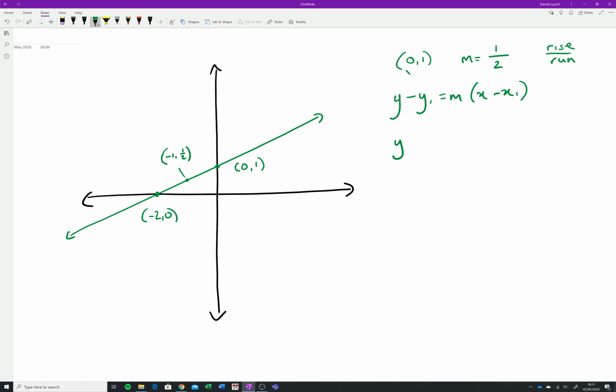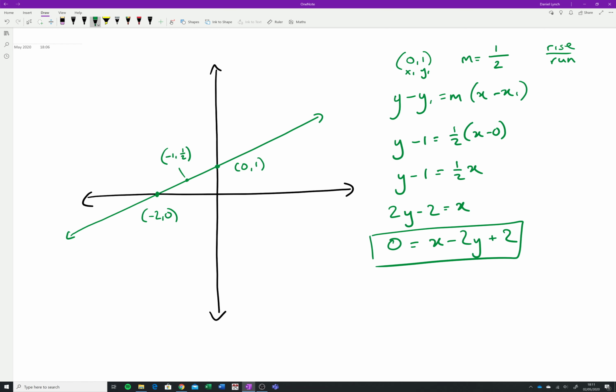So we would get y, this is our x1 and y1. y minus 1 is equal to a half times x minus 0. So we get y minus 1 is equal to a half x. You multiply everything by 2 if you wanted to. 2y minus 2 is equal to x. And we'll bring it all over to one side. x minus 2y plus 2 equals 0. This would be the equation of that line there.